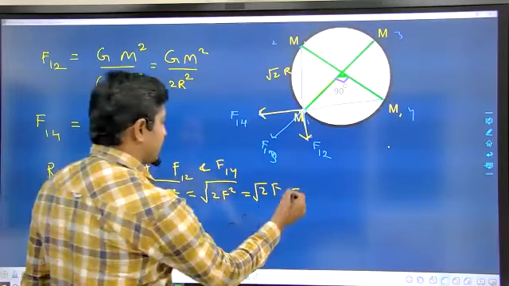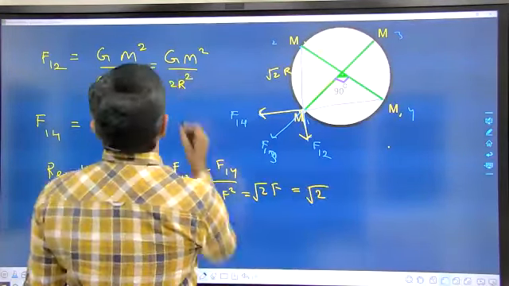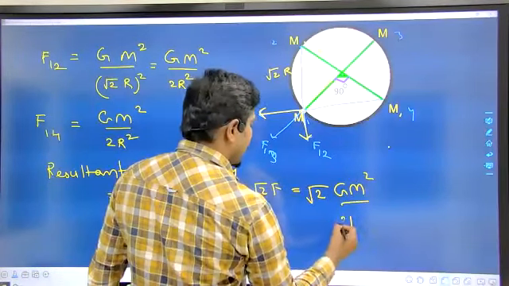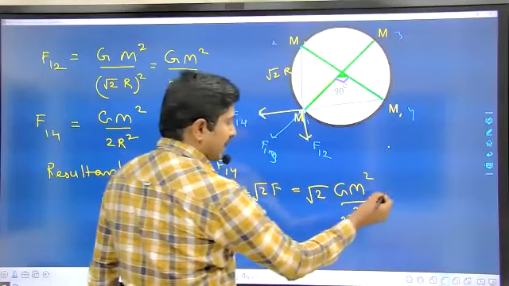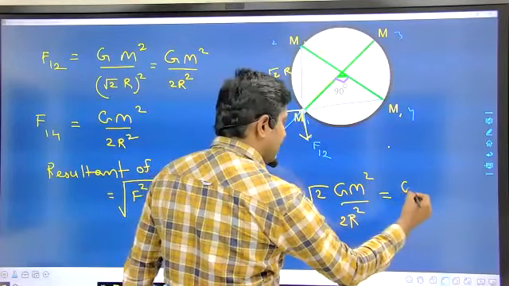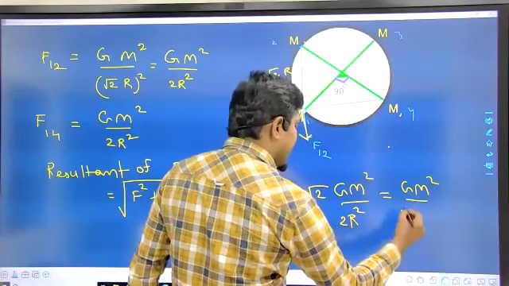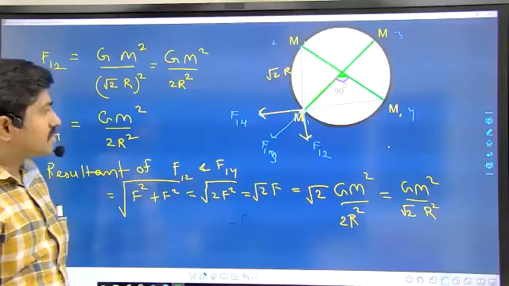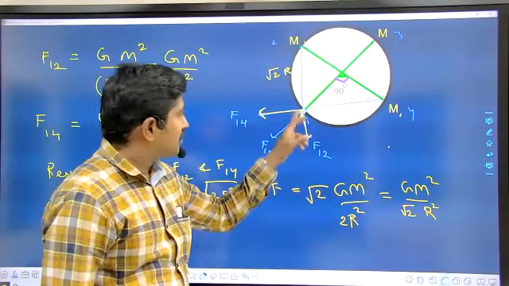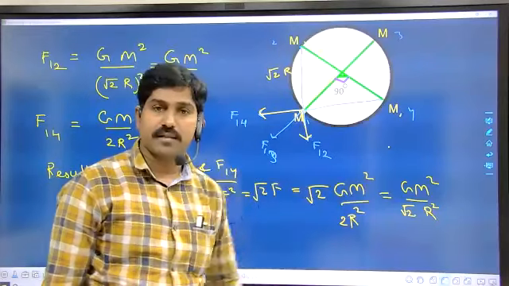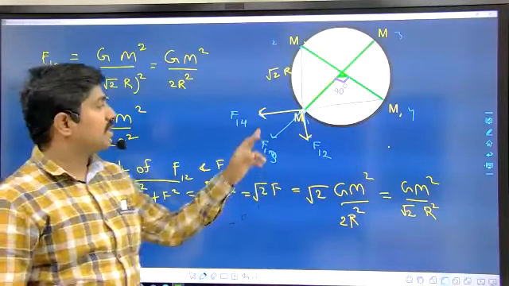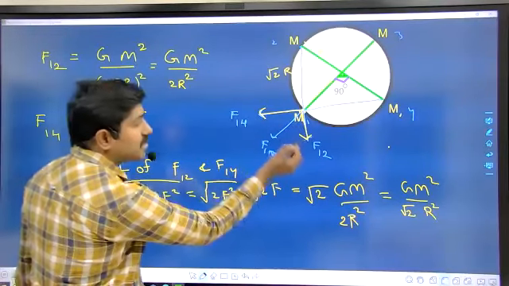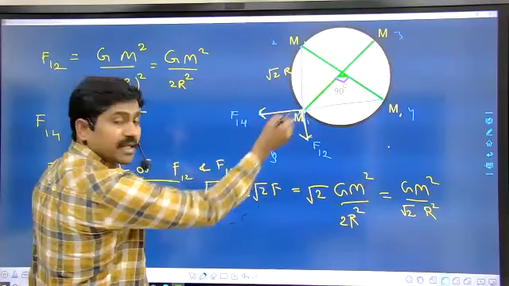And F means already we mentioned there, no? That is root 2 into, what is F? G M square by 2r square. Root 2 and root 2 will get cancelled. You will have here only G M square by root 2 r square. This is the force acting on mass due to first and fourth particles. And of course, there is also force due to third particle. That also you have to say. And of course, the resultant of these two will be in this direction only.